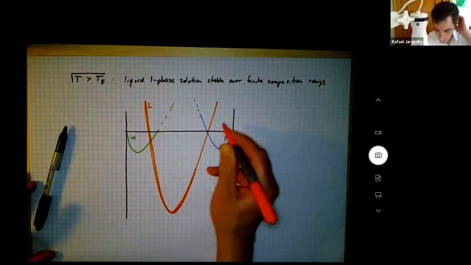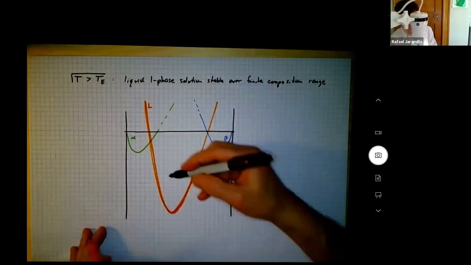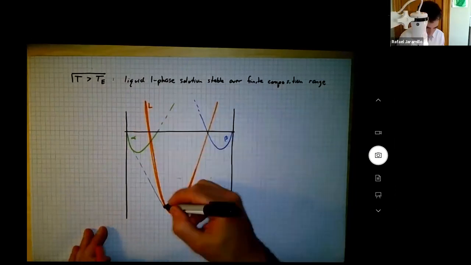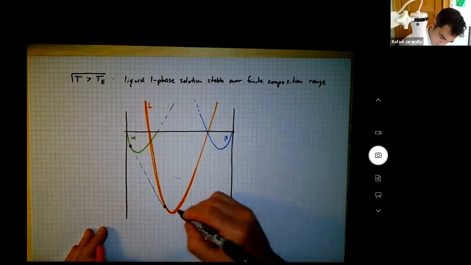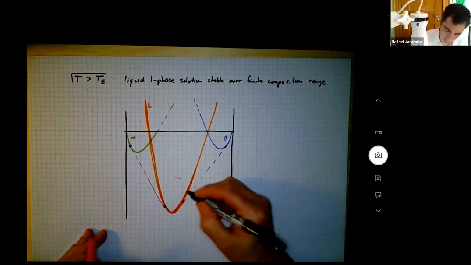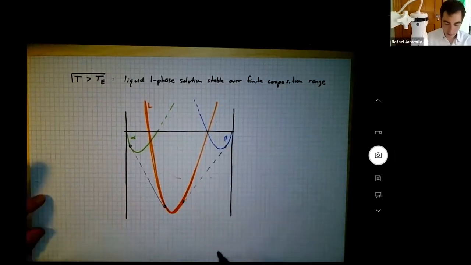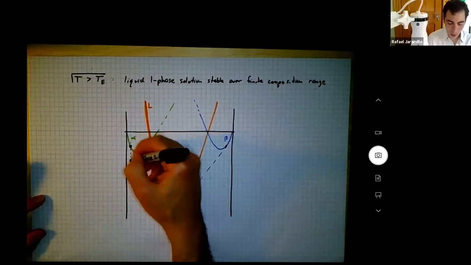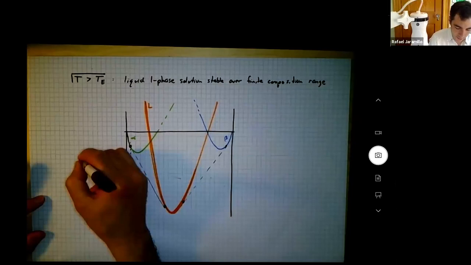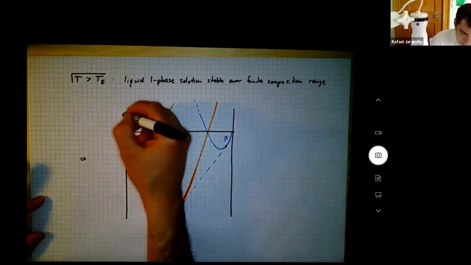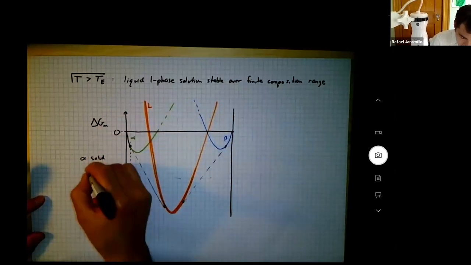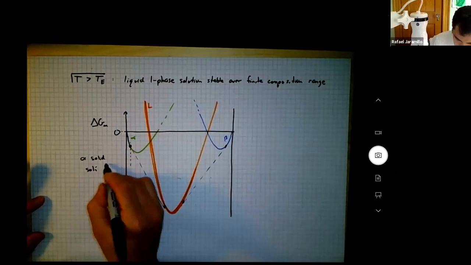And where are my common tangents? Now I'm going to have a couple of them. Here's one. And here's one. Cool. So now I have a more interesting system. Over here on the left-hand side, I have an alpha solid solution in that little region.